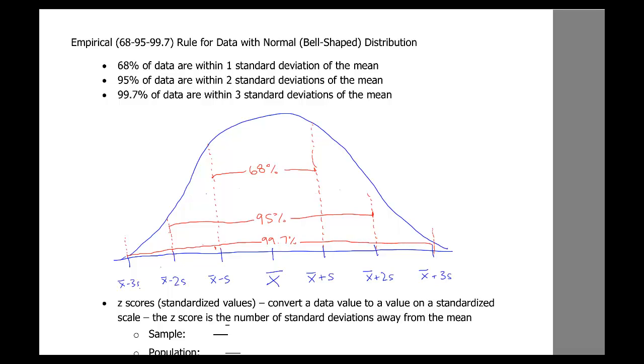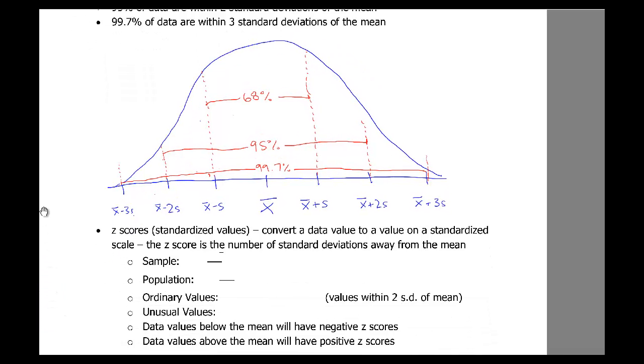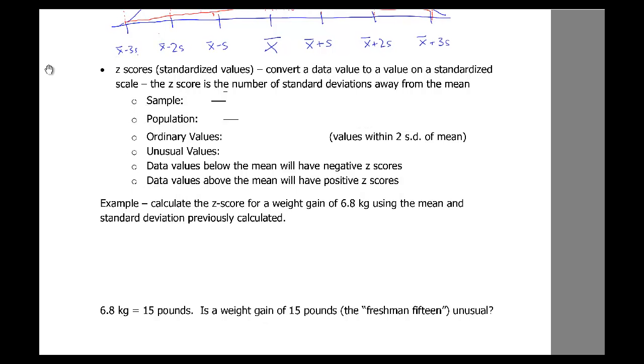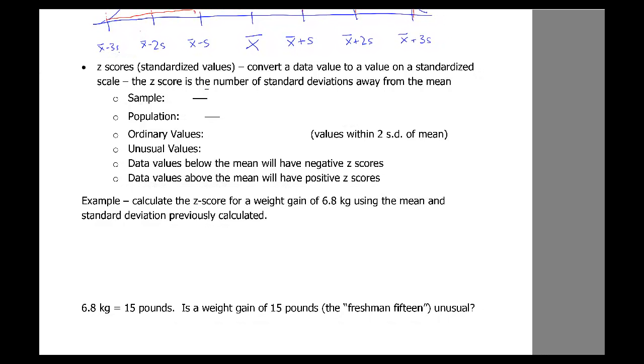Now, in the next unit, we're going to start talking about probabilities of things. And these percentages are going to correspond to probabilities of seeing a certain value in a data set, depending on what the mean and standard deviation are. So we're just going to introduce that quick right here with something called the Z-score. A Z-score is a standardized value for a number of standard deviations away from the mean.